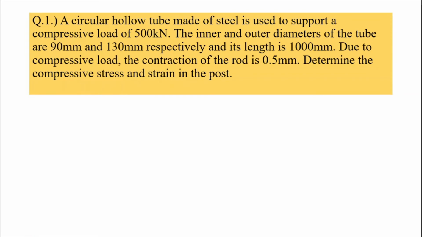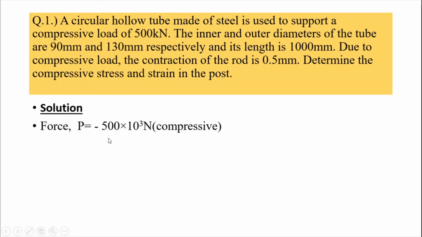So we'll see one numerical based on stress and strain. A circular hollow tube made of steel is used to support a compressive load of 500 kilonewton. The inner and outer diameters of the tube are 90 millimeter and 130 millimeter respectively. Its length is 1000 millimeter. Due to the compressive load, the contraction of the rod is 0.5 millimeter. Determine the compressive stress and strain in the post. So the load, inner diameter, outer diameter and length are given, and the contraction delta L is given. We have to find the stress and strain.